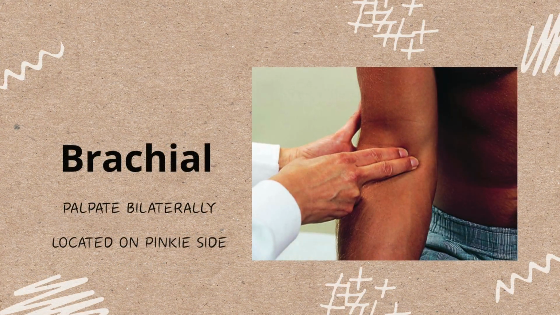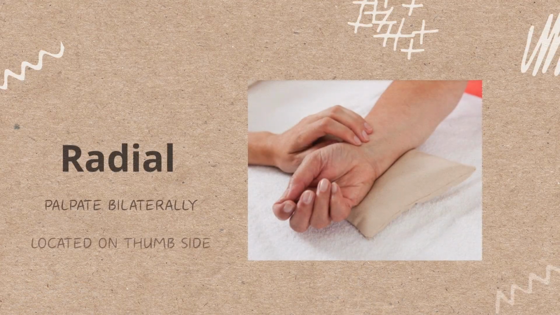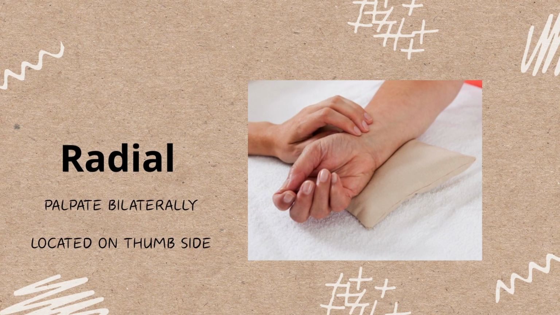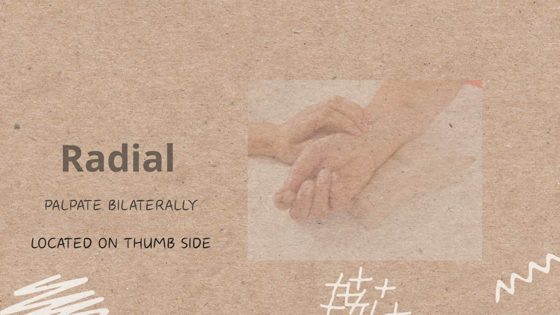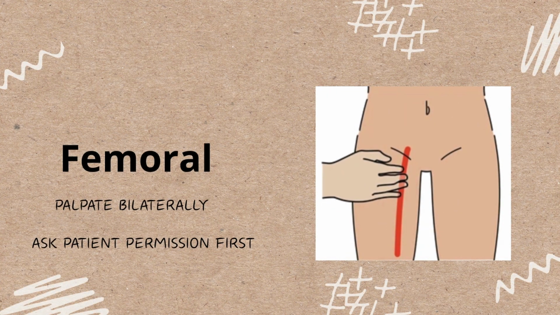For the brachial pulse, you will palpate these bilaterally, and they're located on the pinky side of the inside of the elbow. The radial pulse is in the wrist, and it is on the thumb side, on the underside of the wrist. You could feel these bilaterally on both at the same time. For the femoral pulse, first you want to ask the patient's permission. You also will palpate these bilaterally, and they're in the hip crease of the patient.